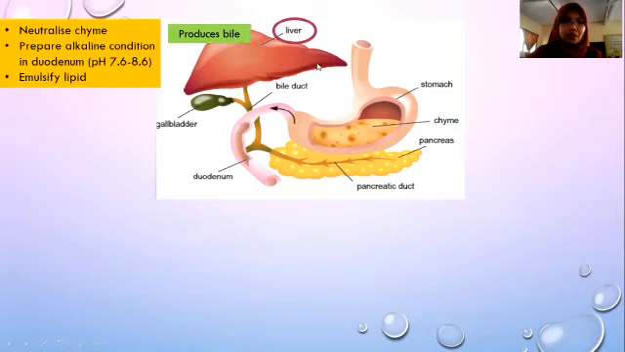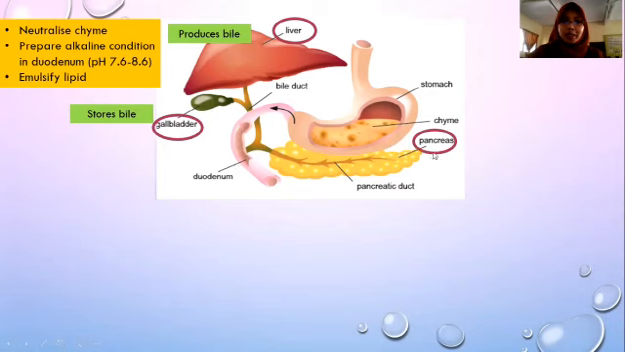What are the functions of bile? The functions are to neutralize chyme and prepare an alkaline condition in the duodenum. The pH of the duodenum is 7.6 to 8.6, and bile also emulsifies lipid. Emulsify means to break down lipid into droplets. What is the function of the gallbladder here? This small area, its function is to store bile.